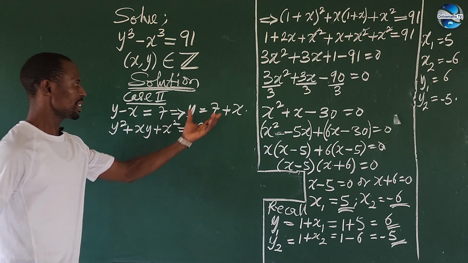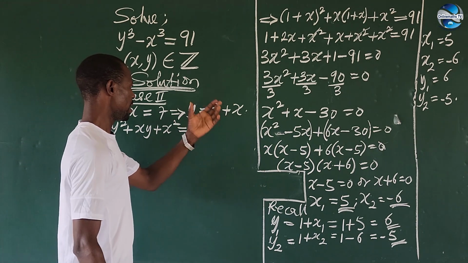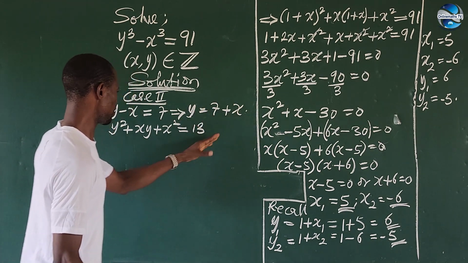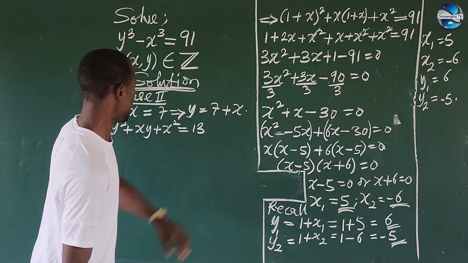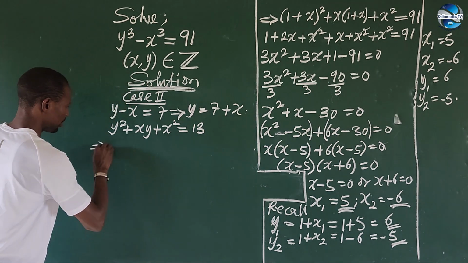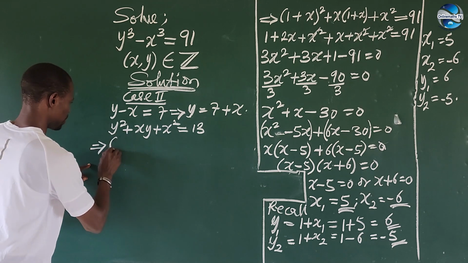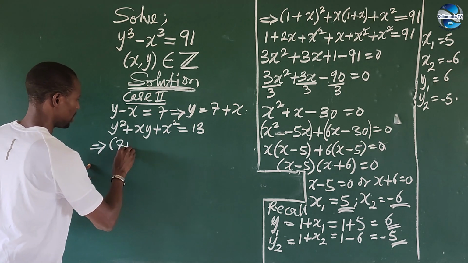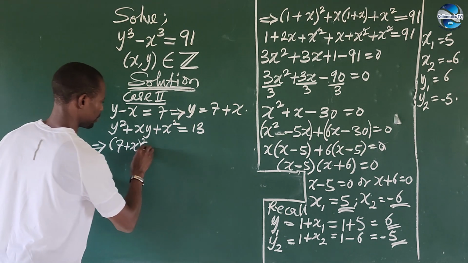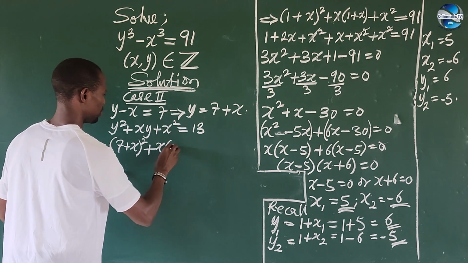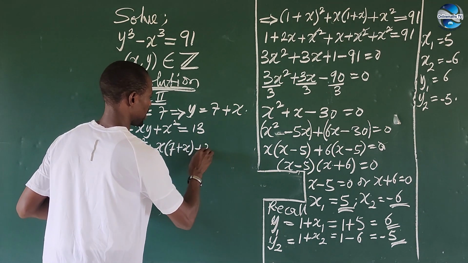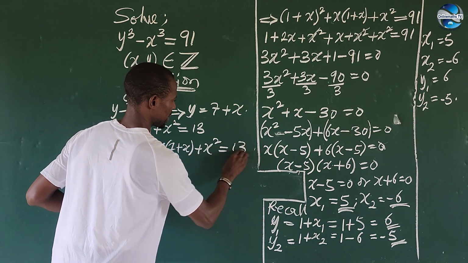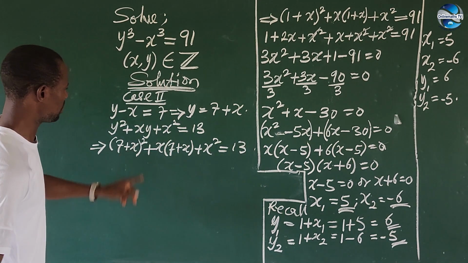So let's hold this equation here, and we want to put the whole of this equation into this second equation. So whenever we see y, let's put in 7 plus x here. So this now implies, here we have y squared, so we're going to have 7 plus x all to the power of 2, then plus x into 7 plus x, then plus x squared equal to 13. Correct. We can expand this, right?